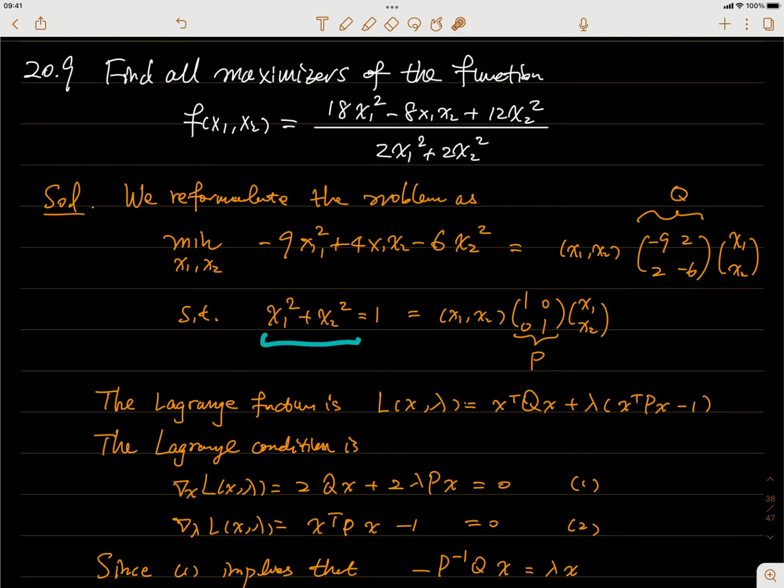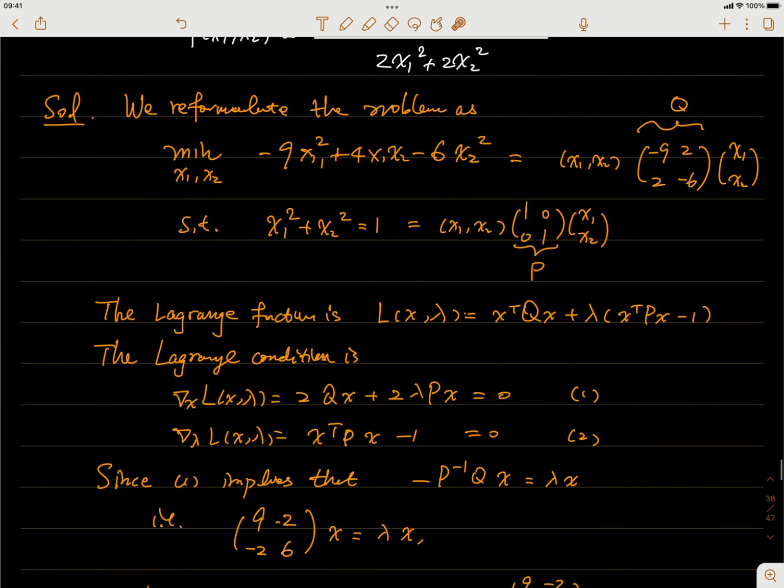And the constraint is that this is equal to 1. Okay, so we call this the Q matrix and this the P matrix. Then, remember that once we have that, we construct the Lagrange function where the objective function is this, and the constraint is this minus 1 equals 0. That's why we multiply lambda to this, and then take the gradient. We get the Lagrange condition, which is this and then this.